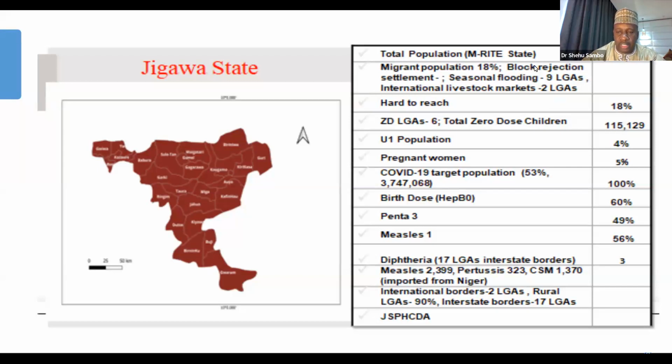We had a diphtheria outbreak in some local governments. There are issues with measles, pertussis, CSM. These are all vaccine-preventable diseases, which shows that we haven't covered the population. There is a lot of work to do. As I mentioned, there are international borders. Then of our 27 local government areas, the rural local governments account for 90%. There are interstate borders in 17 local governments. And the vehicle for delivering immunization and primary healthcare services is the Jigawa State Primary Healthcare Development Agency. Next slide, please.